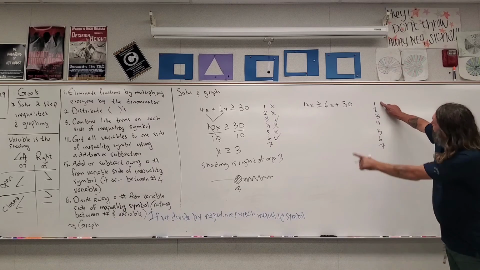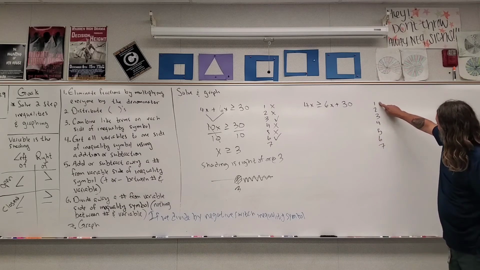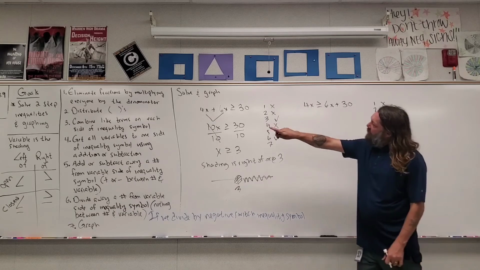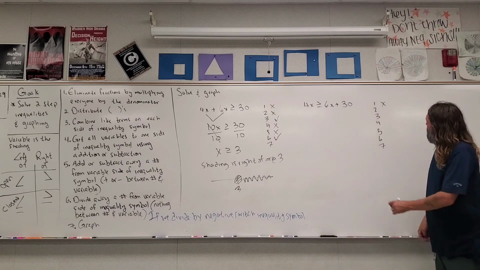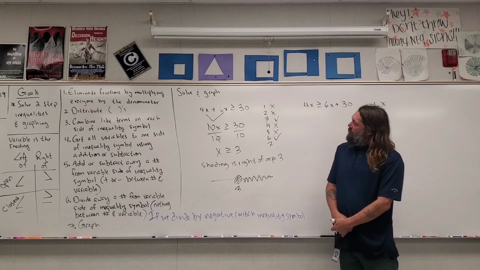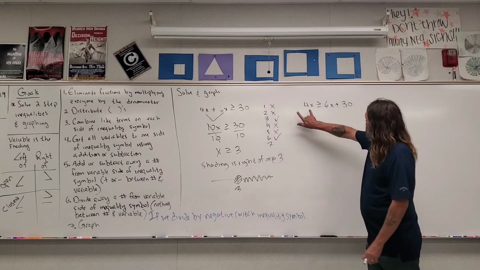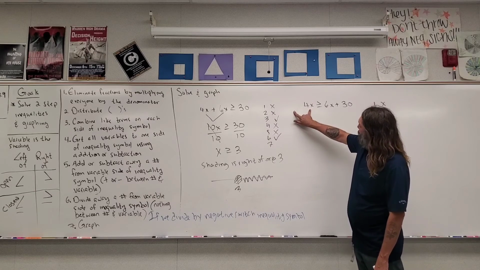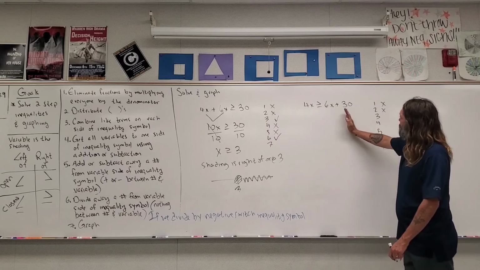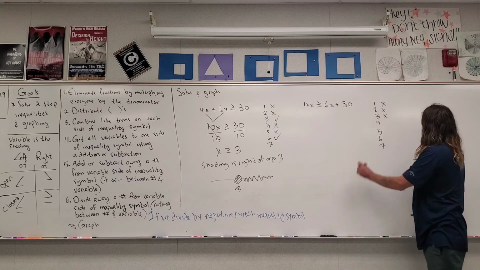Step 1, can I eliminate fractions by multiplying everyone by the denominator? No, I cannot. I have no fractions. Step 2, I cannot distribute because I do not have parentheses. Step 3, can I combine like terms on each side of the inequality symbol? There's nothing for me to combine with this 4x, and I cannot combine 6x and 30. They are not like terms. So I cannot do step 3.